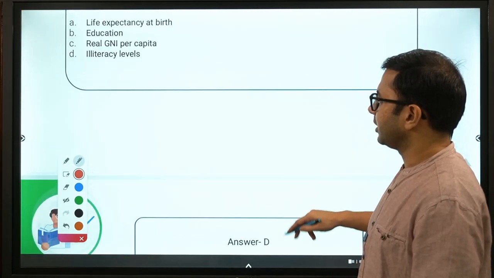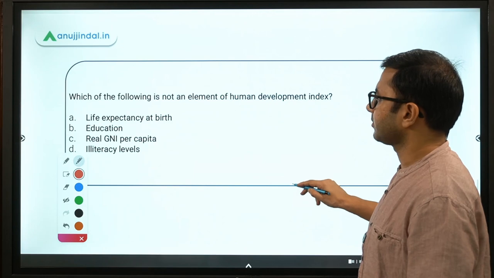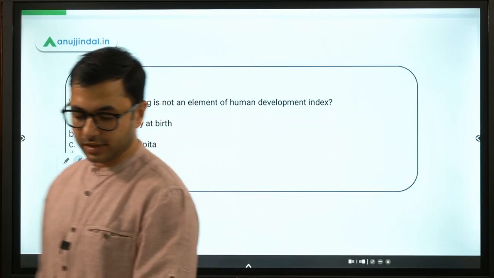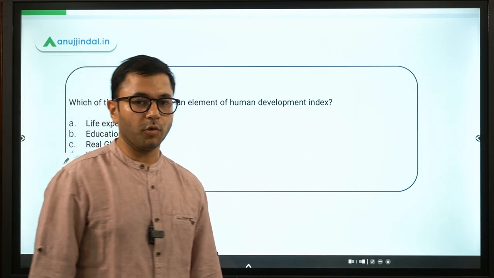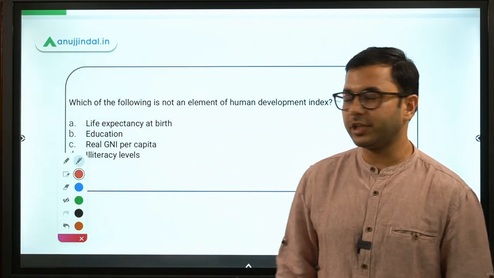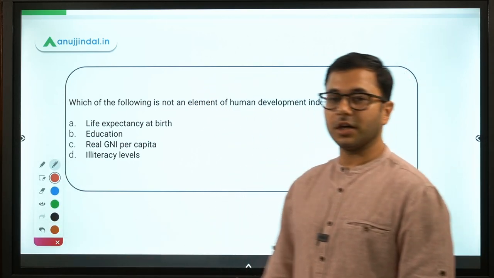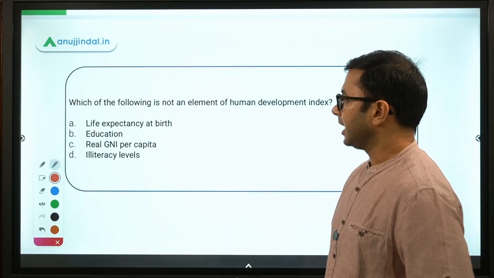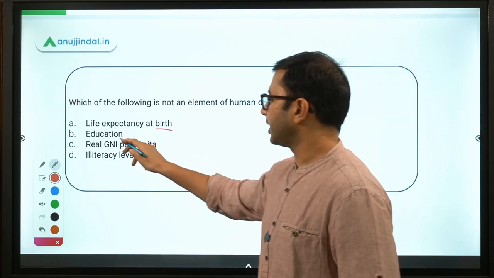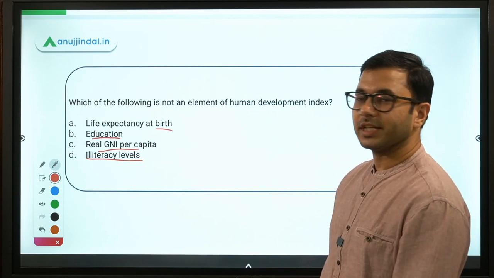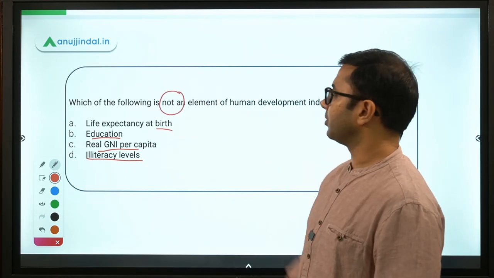Let's come to the next question. Which of the following is not an element of Human Development Index? We've already discussed the Human Development Index, HDI, in the last session. I'm sure you are aware of it and you remember it. Life expectancy at birth, education, GNI per capita, illiteracy levels. Which of the following is not an element of the Human Development Index?